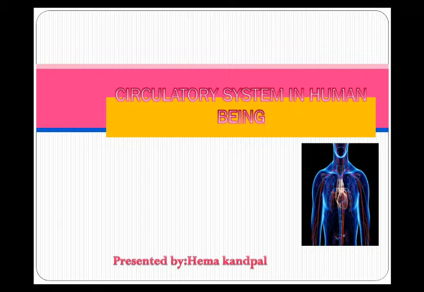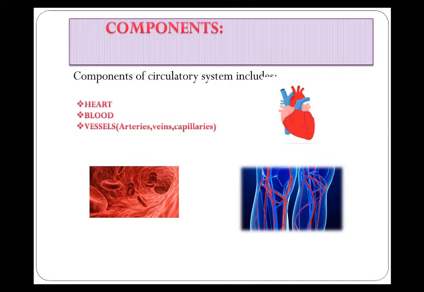Today my topic is circulatory system in human being. So today we will study about the transportation system of organisms and what are the components that helps in the circulation. Then we will discuss about the circulatory system. Let's start with the component. Component of circulatory system includes heart, blood and vessels.